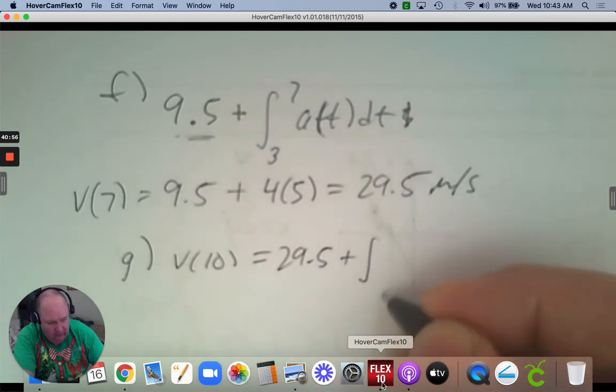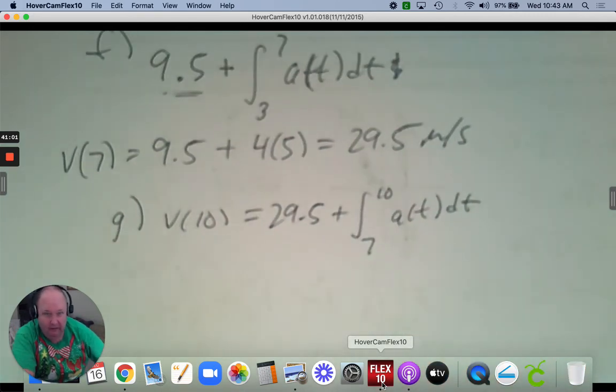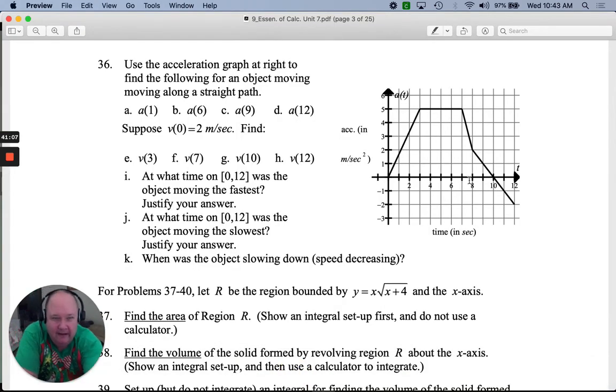So then I'm going to integrate from 7 to 10. And again, I'm going to do that by finding the area under the curve and then see what I add to that. So from 7 to 10, first of all, I see a trapezoid from 7 to 8. That trapezoid from 7 to 8, it's 1/2 times 1 times, and then the two heights are 5 and 2.